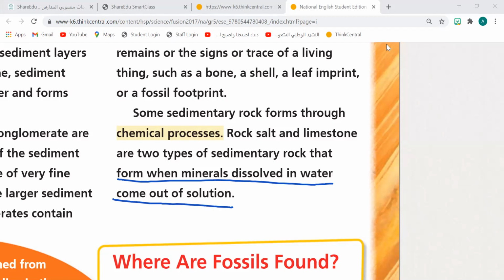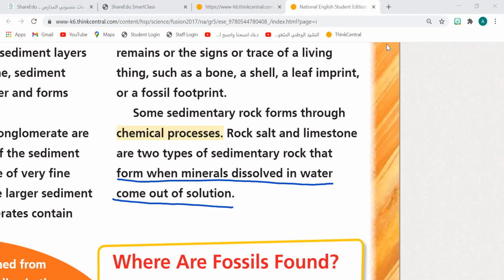Miss, I can't. You can't what? I can hear you. Your voice is cutting off, just lagging and cutting off. Really? Yes, like earlier, it cut off for a long time. Okay, did you hear about the chemical process? How sedimentary rocks can be formed in a chemical process? No, this is the part where we didn't hear anything.